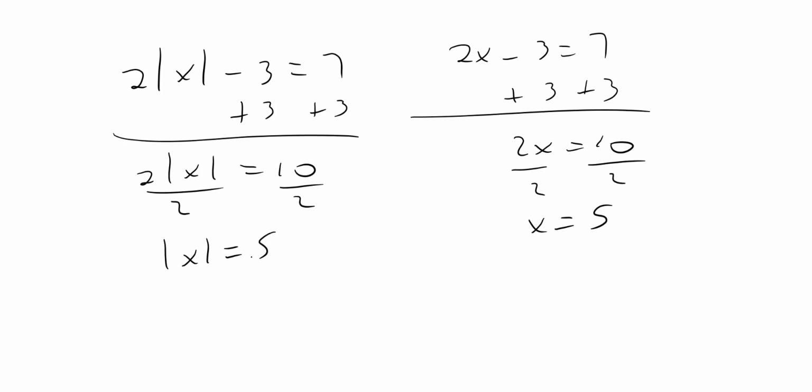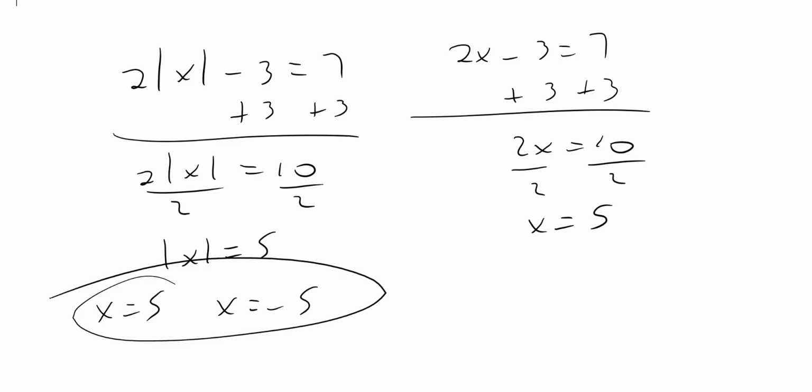And then I have two equations, right? x equals 5, x equals negative 5. And those are your two answers for this problem. Okay? All right, so let's keep going. We're going to get to a little more difficult. So what if I have 2 plus, let's say 2 plus 2 absolute value of x minus 4 is equal to, let's say, 10.